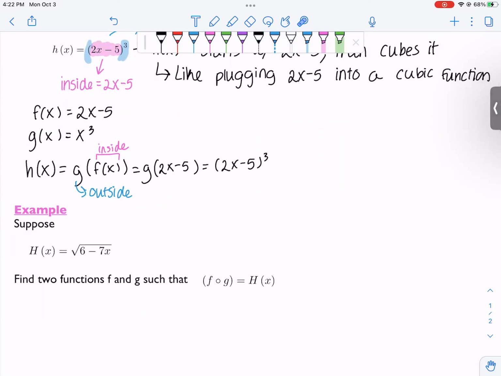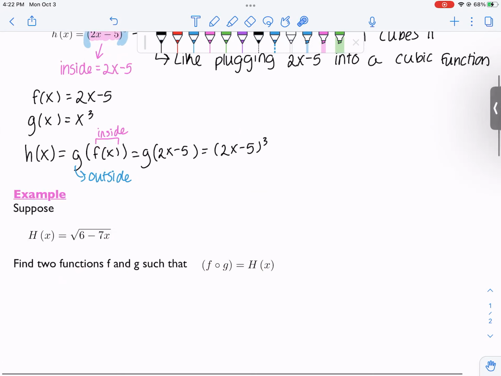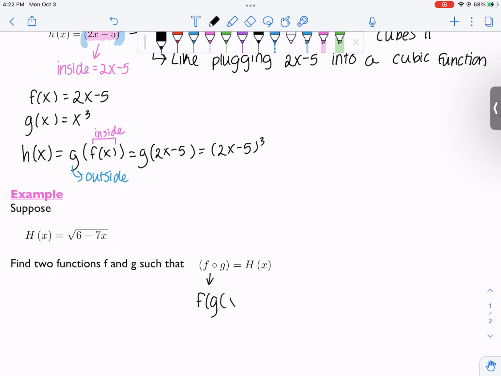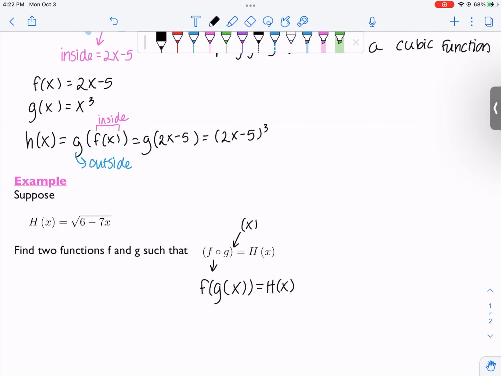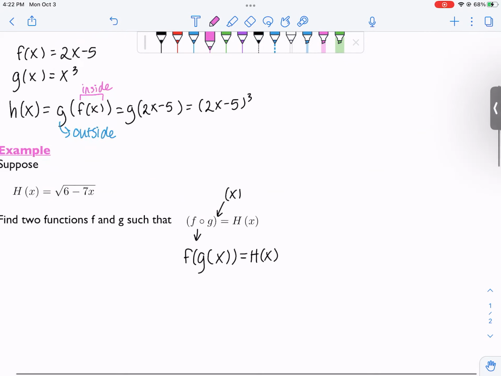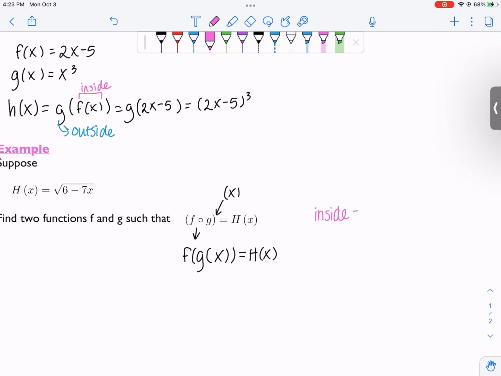So you might see a problem like this. Suppose you have this function, h of x is equal to the square root of 6 minus 7x. Find two functions, f and g, such that f composed with g is equal to h of x. Well, let me rewrite it. This is the same thing as f of g of x. I forgot to put an x here. F of g of x is equal to h of x is what this says. So g is my inside function. F is my outside function. My outside function is going to be f of x.